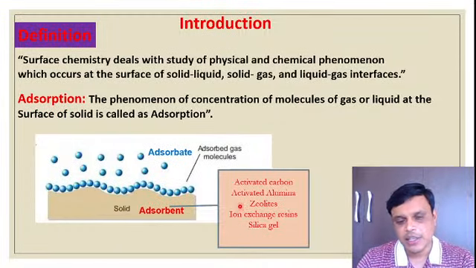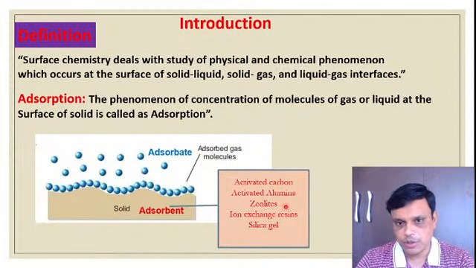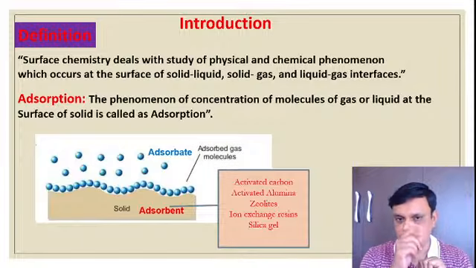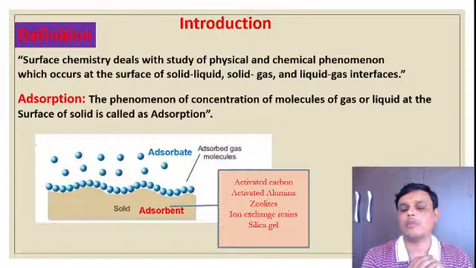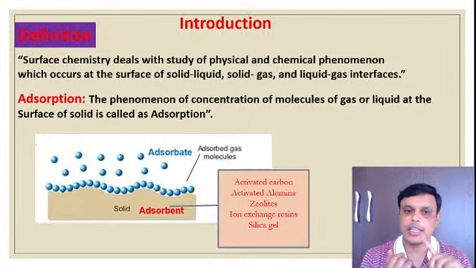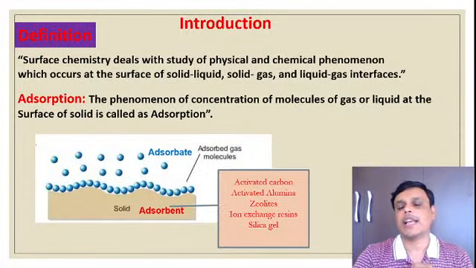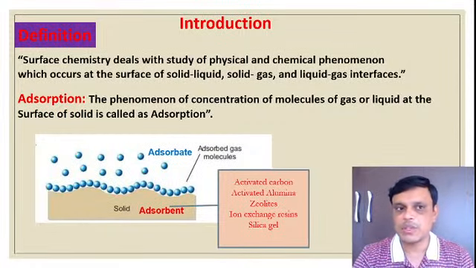Zeolite has a very high surface area, and it is porous in nature. So zeolite can adsorb molecules of gas, or zeolite can absorb these molecules of gas. So zeolite can act as both. It can adsorb the gas molecule or liquid molecule, or it can absorb the gas molecule or liquid molecule. Now what is the difference between these two phenomena, adsorption and absorption?